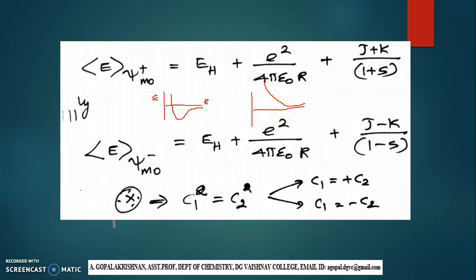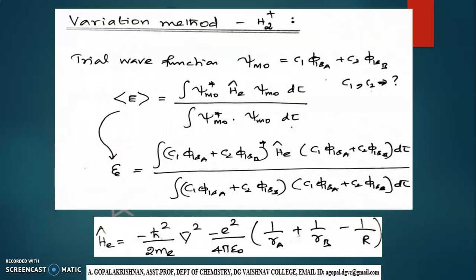Now, for the same hydrogen molecular ion, I am going to apply the variation method, and I am going to show that the variation method also gives the same result, because it leads to the same relation between the coefficients. Now we'll start with the variation method of finding the average energy of the molecular ion H2 plus.